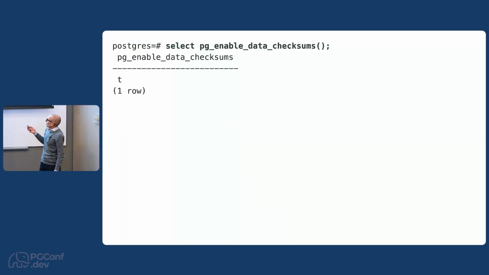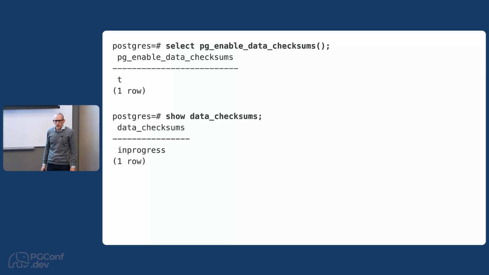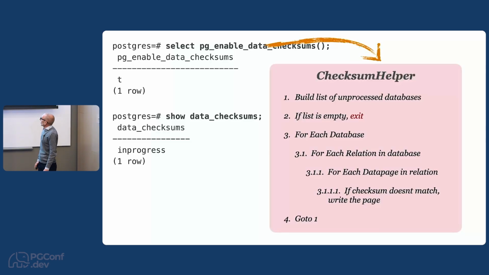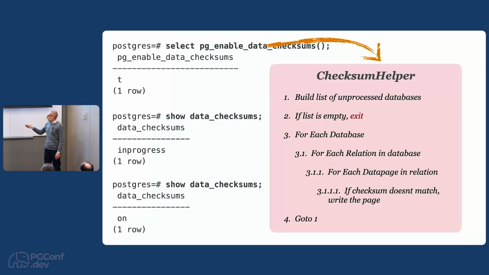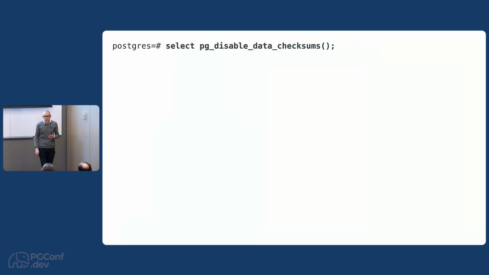There's a SQL level function that immediately returns, and the way to check progress is to simply look at the GUC data_checksums. During the processing, it starts a checksum helper, which will go through every database, every relation in that database, every data page in that relation. And if the checksum doesn't match, it will rewrite the page, dirty the buffer, thus setting the checksum. And it just basically goes on and on until you're done. And at the end, it flips the value of data_checksums to on, thus making every process know what to do, read and write. So far, so good.